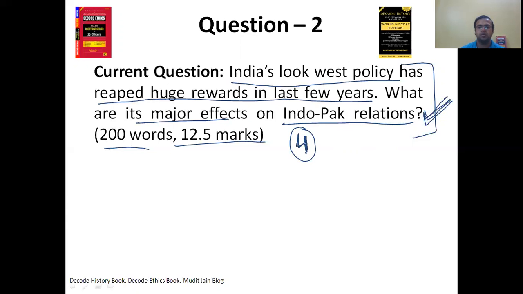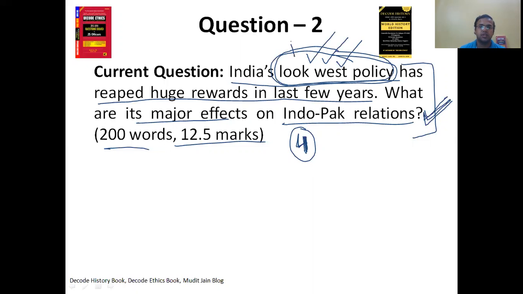Now let me tell you what are the 4 subparts. So when you get a question like look west policy or look east policy, or what are the implications of Gujral doctrine, then the policy or the doctrine itself becomes one very important part of question. Nowhere in this question it has been asked of you that what is look west policy. But then if you do not define it, if you do not mention facts related to it, if you do not mention its background, you won't be doing justice to the answer or the question.